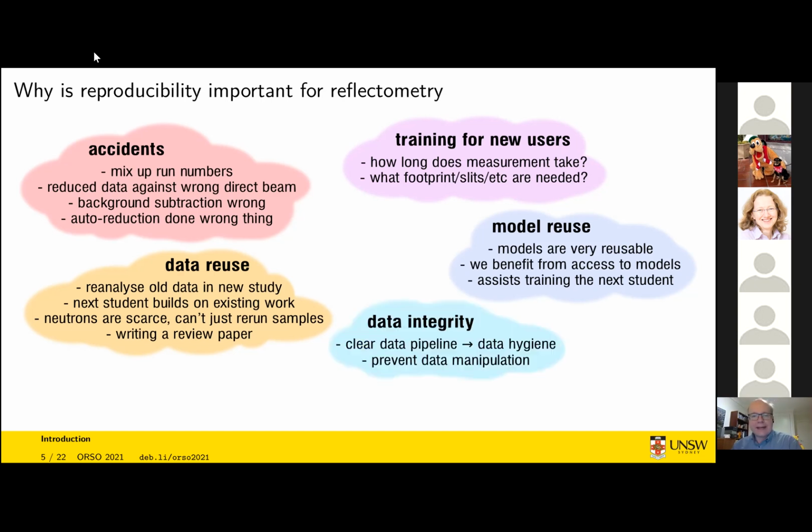Finally, there is that data integrity idea: once we have a clear data pipeline, we can start talking about the hygiene of handling data. The transparency in putting together reproducible pipelines for our data handling also means that data manipulation becomes much harder or maybe even impossible. So data integrity is certainly one aspect of reproducibility, and many other fields have spent a lot of time thinking about data integrity and reproducibility as a result. For us, there are all these other reasons as well that we definitely want to look at too.